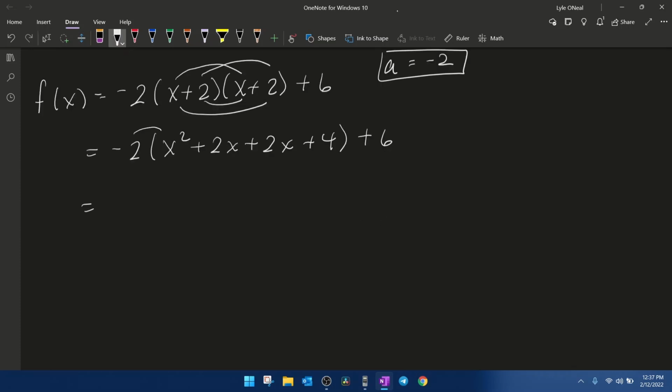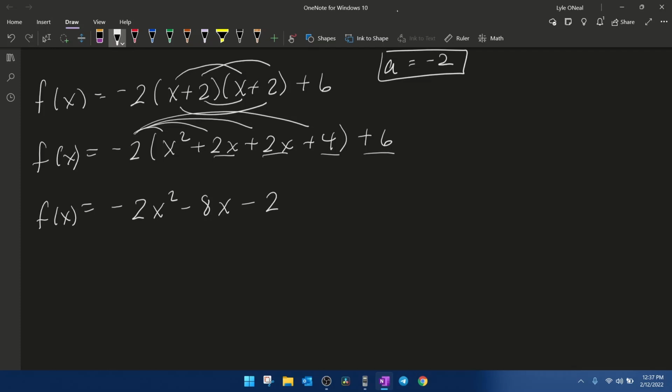And then if I use the distributive property and combine like terms all at the same time, we're going to get negative 2x squared. We would have a negative 4x and a negative 4x, making negative 8x. Negative 2 times 4 is negative 8, plus 6, negative 2. And that should be our quadratic function in standard form.